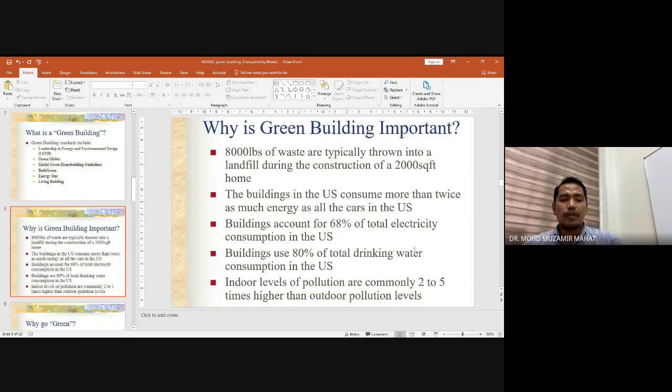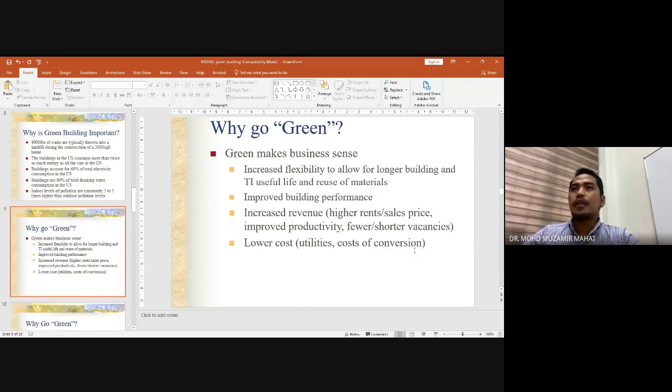So it is important to have not only good management, but also quality in ourselves, to understand the real situation. Why we should go for green? In here it says that green makes business sense. Wow. Because it increases flexibility to allow for longer building useful life and reuse of materials. It improves building performance, increases revenue, which is higher rent and sale price, improved productivity, fewer and shorter vacancies.